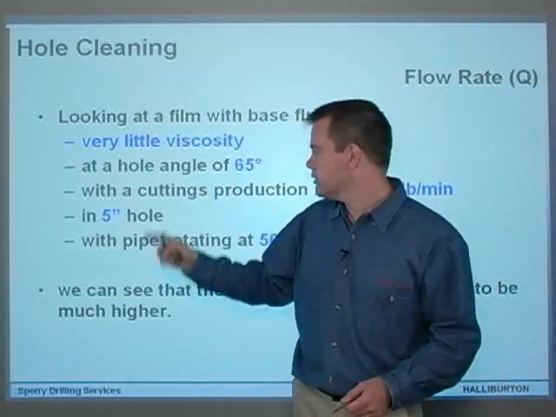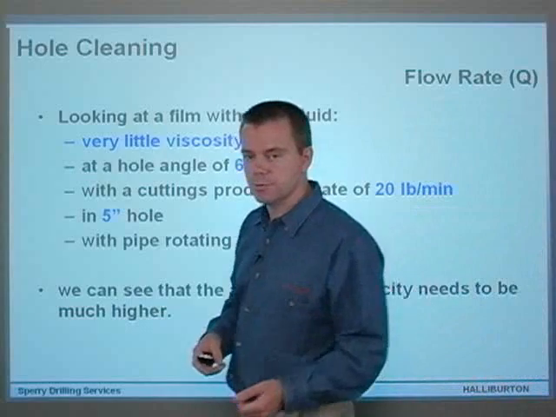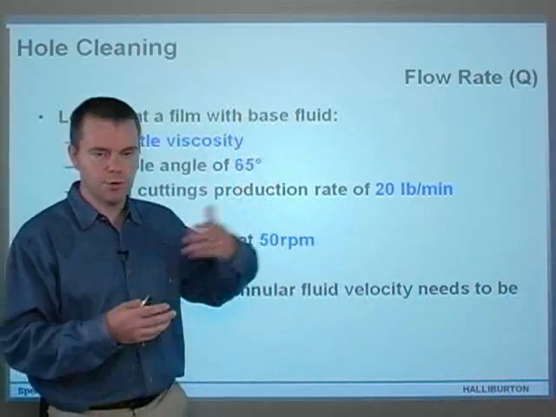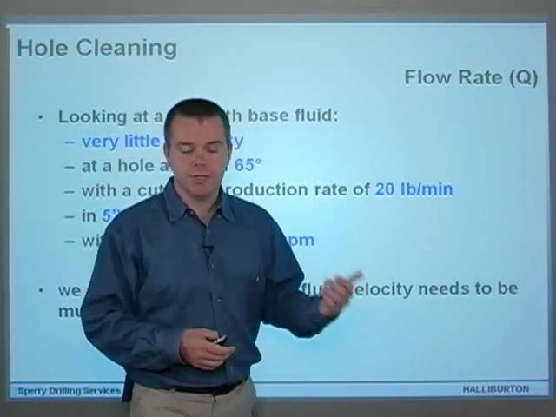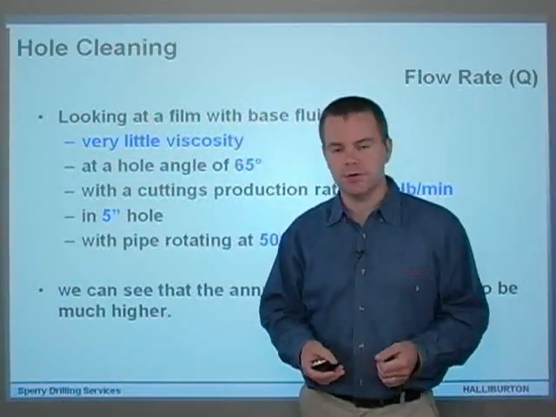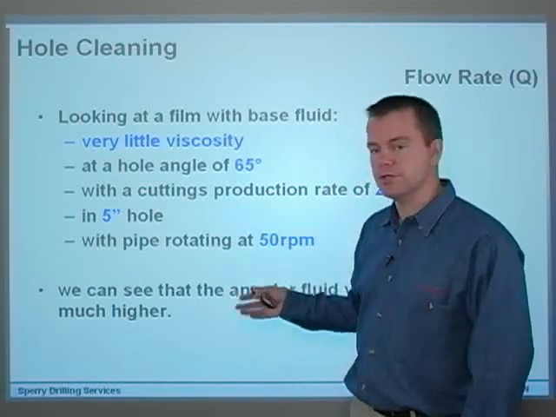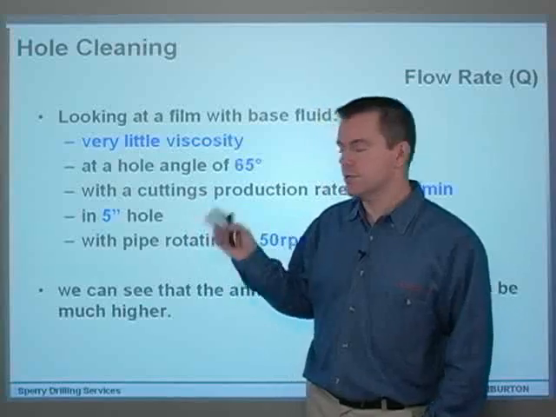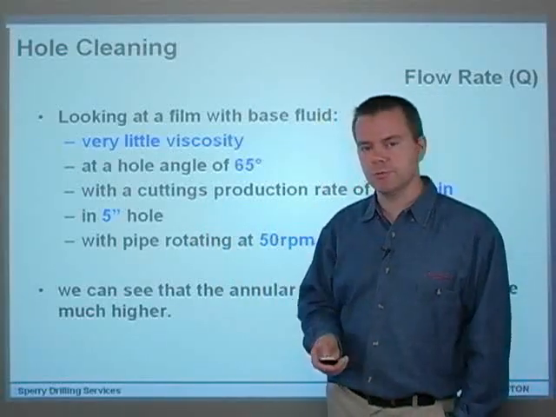We've got a hole angle of 65 degrees and a cuttings production rate of 20 pounds per minute. That's what we're putting into the bottom of the wellbore all the time. It's in 5-inch hole with pipe rotating at 50 RPM, just holding a constant rotational speed. As I said, we'll see that the annular fluid velocity needs to be much higher with the base fluid than with the mud, but we'll be able to see the principle in action.